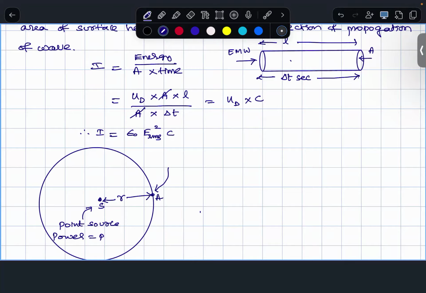Now imagine a point here at a distance R, and let this be point A. What is the intensity at A? P by 4 pi R squared. Intensity is P by 4 pi R squared, where P stands for power. So that is also one relation available for you. You can use this one also at a later stage.